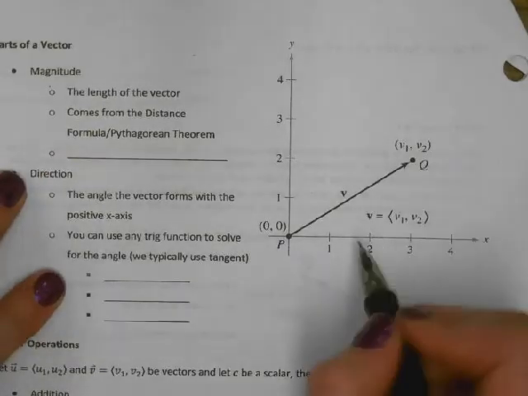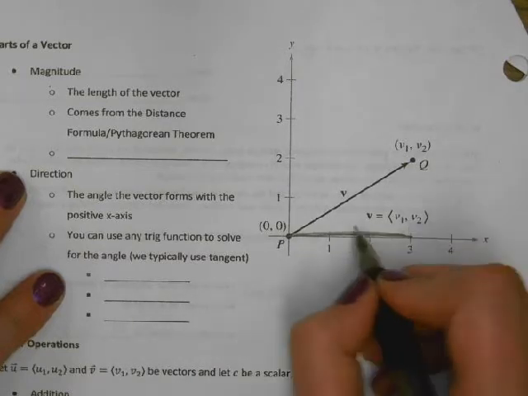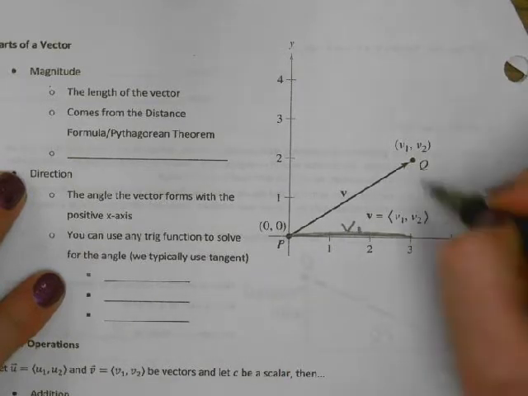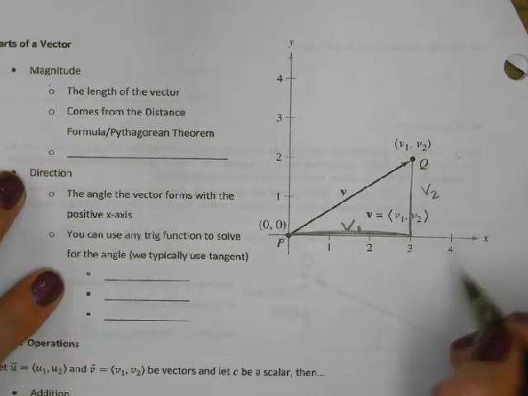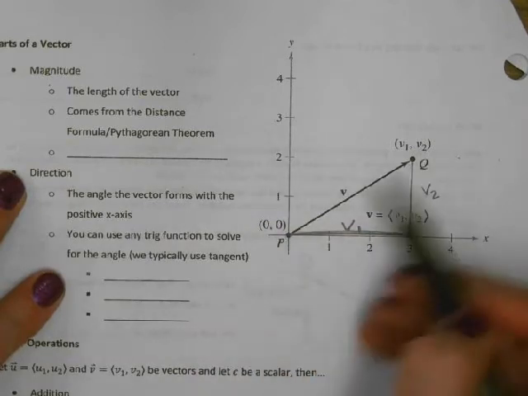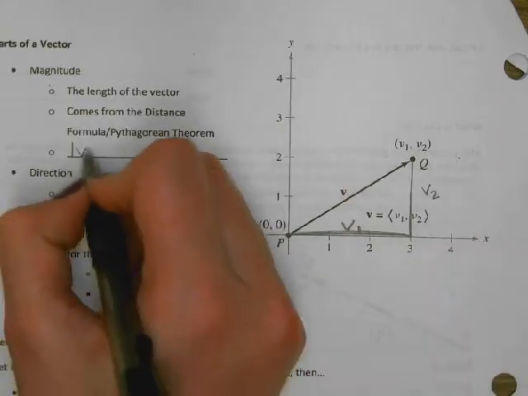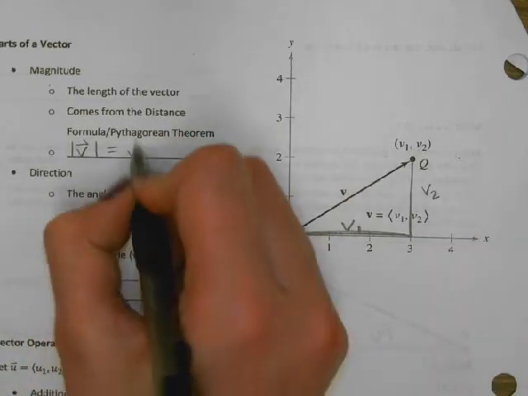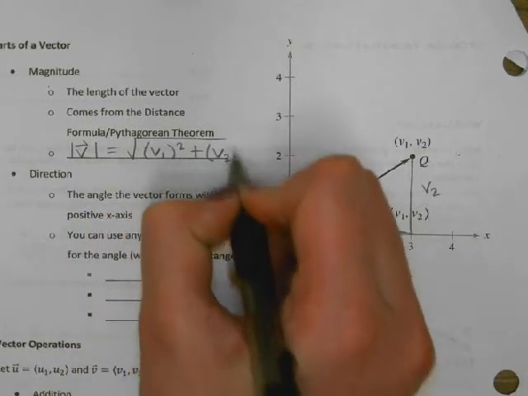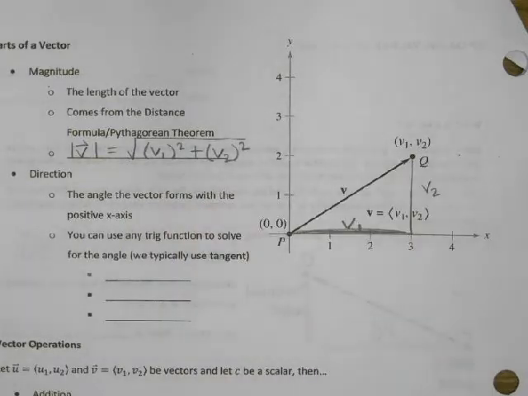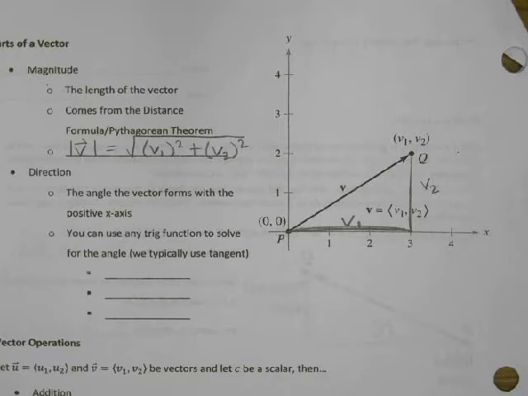So here they've described this side length right here as the x coordinate v1 or the horizontal component, and then this part right here is v2 or the vertical component. And so the distance or the length of that segment would be that the magnitude of the vector is the square root of the horizontal component squared and the vertical component squared added together. And that's just the distance formula between 2 points, or Pythagorean theorem.